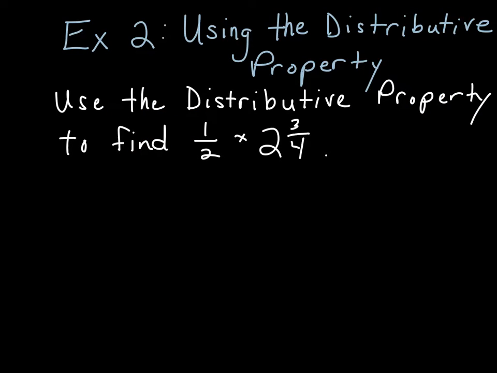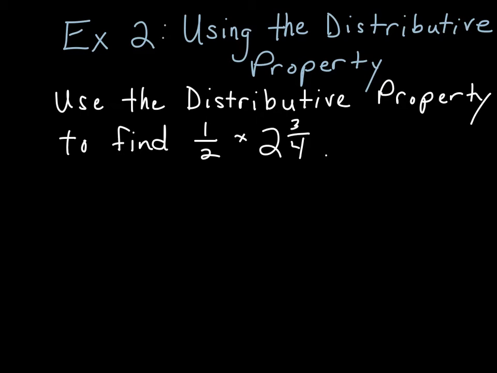For example 2, we're going to keep using the distributive property, but this time we're going to apply it to fractions. So this one again can be very useful. It just takes some good practice and making sure you're not forgetting everything we've learned about fractions so far. So here we're going to use the distributive property to find 1/2 times 2 3/4.